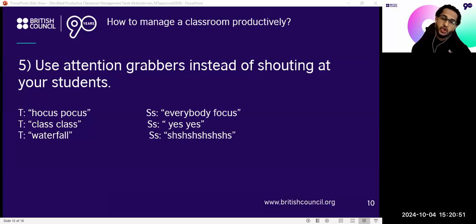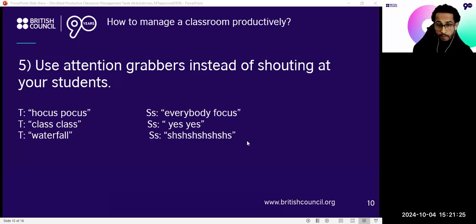We have so many examples of attention grabbers, like teacher says focus, focus, students respond, everybody focus. Class, they respond saying yes, yes. Waterfall, which is my favorite, they respond saying shh. Okay, what do you think about these attention grabbers? Do you think they are really effective, or you have a better way? Be persistent in using these things.